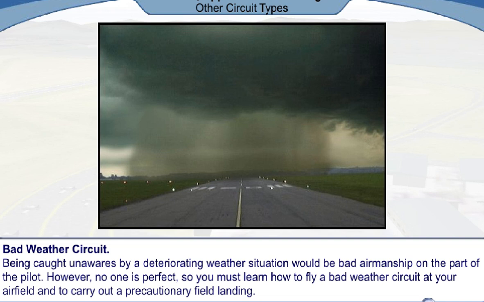Here we'll deal with a situation where a lowering cloud base and deteriorating visibility at your home airfield oblige you to fly a circuit which is lower and tighter than normal in order to carry out a safe landing. This type of circuit is known as a bad weather circuit.